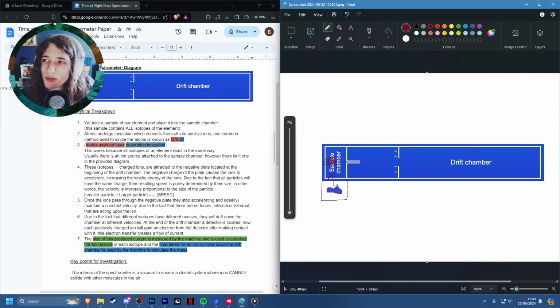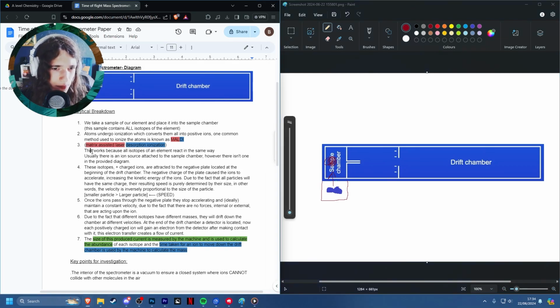Now that our samples are all ionized, they are all going to have the same charge, because essentially all isotopes of an element will react in the same way. So for instance, if one isotope has a charge of 1, all of the isotopes will also have a charge of 1.